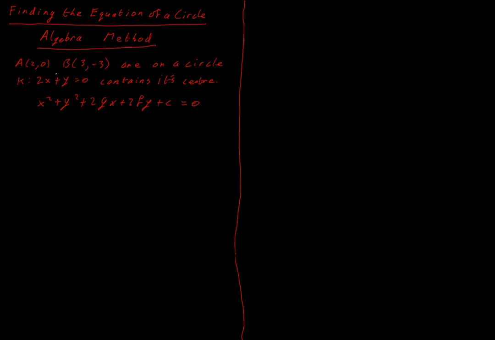And then we're going to use the fact that we have this line containing the center. Well, what does that mean? It means that minus g and minus f are the coordinates of a point on this line. The center of the circle is at minus g, minus f, and that's a point on this line. So that gives me 3 equations for my 3 unknowns, and I'm going to solve them using simultaneous equations. I'm going to find out the values of g, f, and c, and that gives me the equation of the circle. So this is a perfectly valid method.